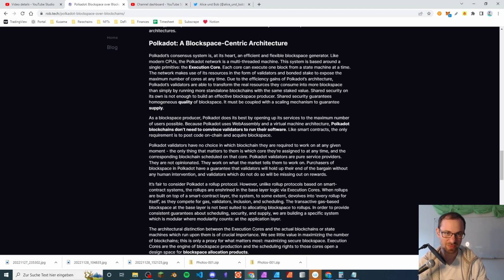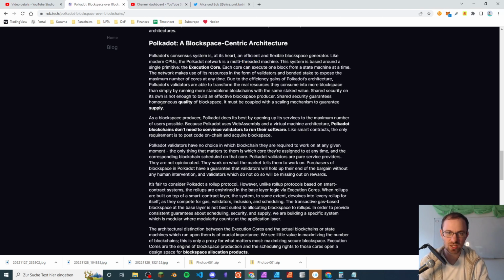Polkadot's consensus system is, at its heart, an efficient and flexible block space generator. Like modern CPUs, the Polkadot network is a multi-threaded machine. This system is based around a single primitive, the execution core. Okay, so multi-threaded machine basically means it works like a modern CPU. So it does not have a single thread, it does not have a single line of execution where a program can run, but it's multi-threaded. So multiple programs can run at the same time and can do so efficiently, which basically is the parachains.